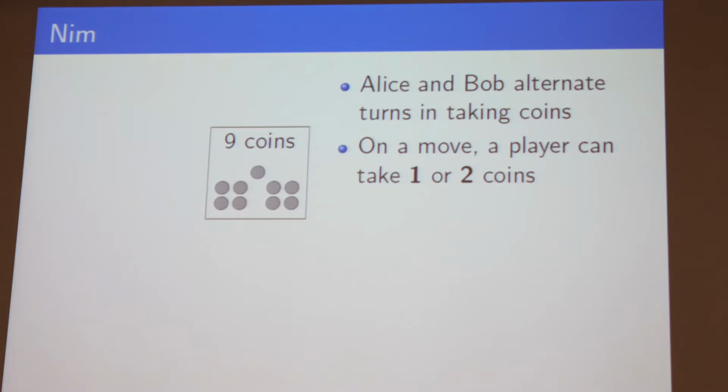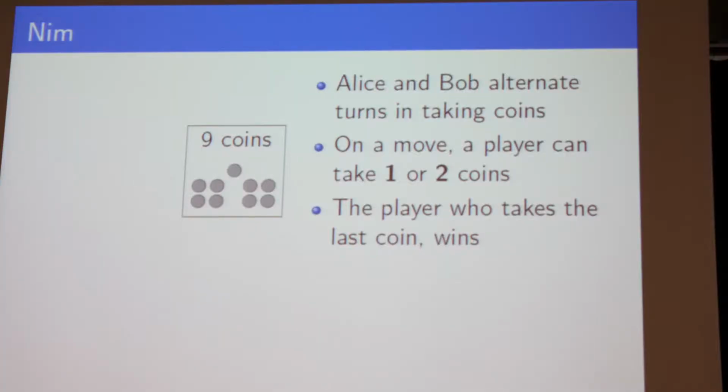On each move, a player can take either 1 or 2 coins. So if it's your turn, you decide if you want to take 1 coin or 2 coins. The goal: the player who takes the last coin, the player who finishes the pile, wins. You have to decide on each move if you take 1 or 2 coins, and you want to be the one to finish the pile.